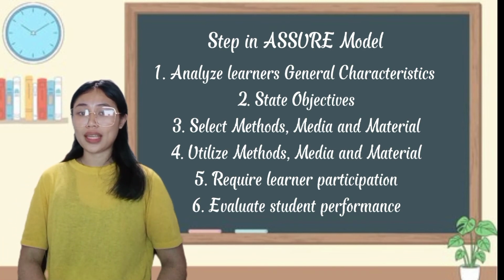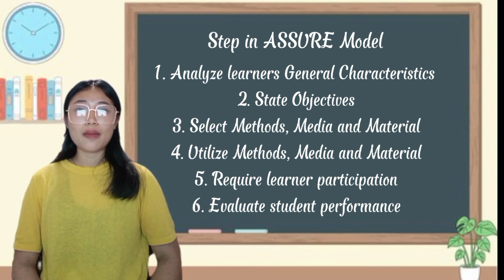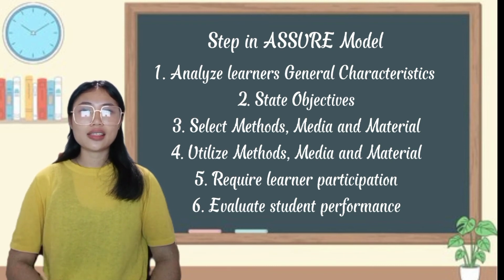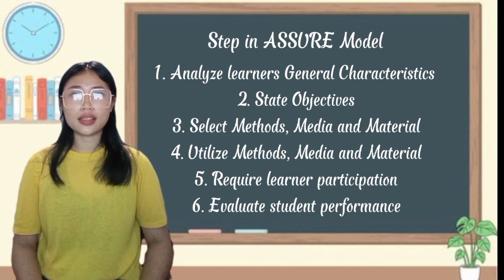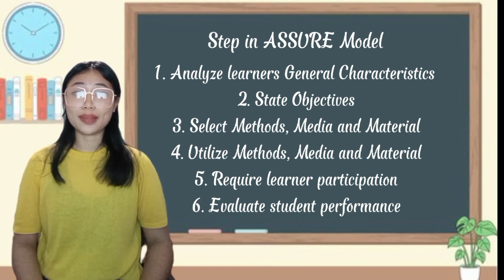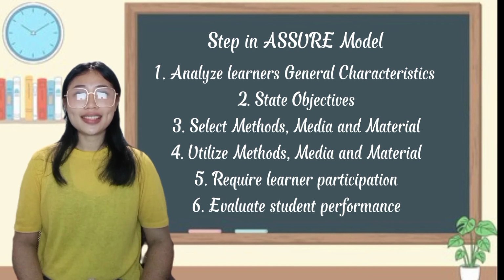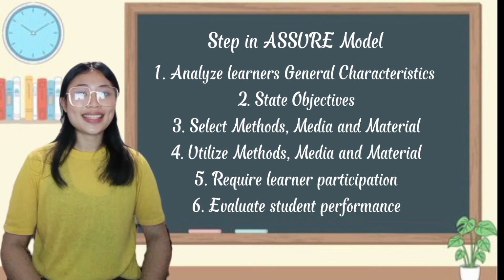The third step is select methods, media, and materials. This is the step where the instructor will build the bridge between the audience and the objectives. You need to decide what method you will primarily use. The fourth step in the ASSURE model process is utilize methods, media, and materials. Plan how you are going to implement your media and materials. For each type of media or materials, select and describe in detail how you are going to implement them into your lesson to help your learners meet the lesson's objective.